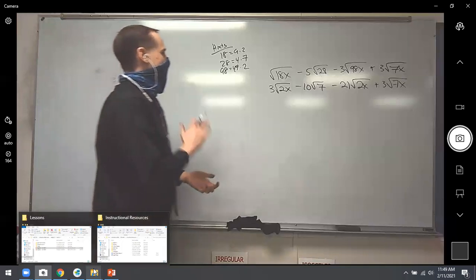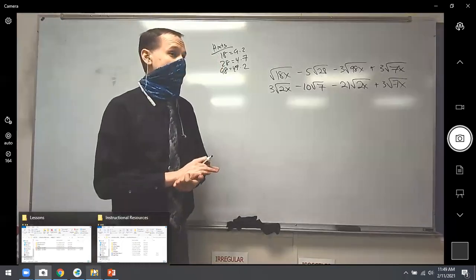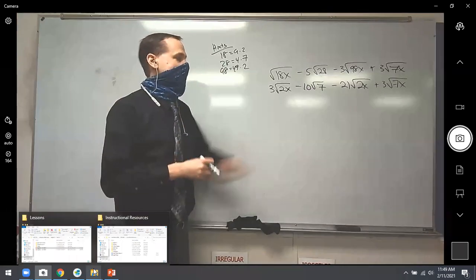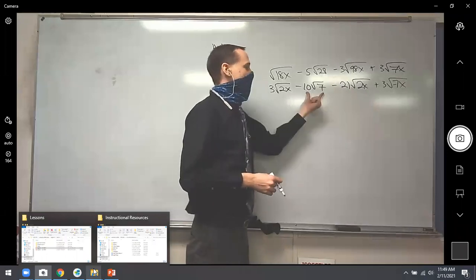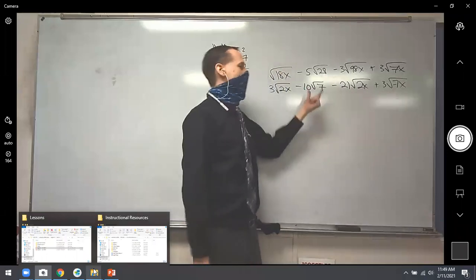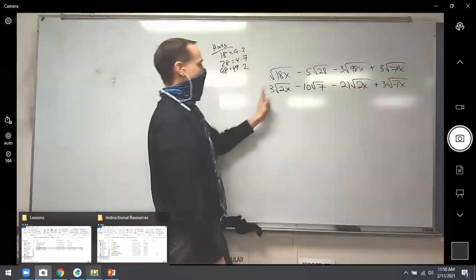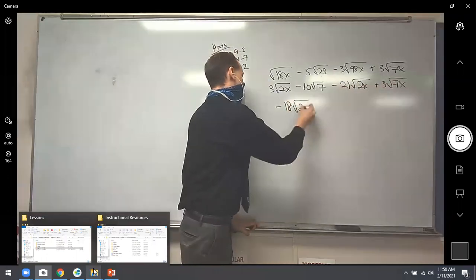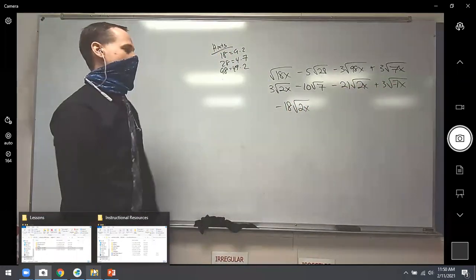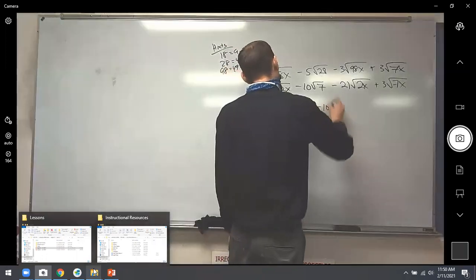Okay, are there like terms we can put together? I only see two. Do you see two things that are the exact same thing? This has a root 2x, right? And that's a root 2x. Are these like terms? No, that's a 7 and that's a 7x. So the only thing we can do is put these two together. And 3 somethings minus 21 somethings is negative 18 somethings. In our case, square root of 2x. And there's really nothing else we can do with this other leftover stuff.